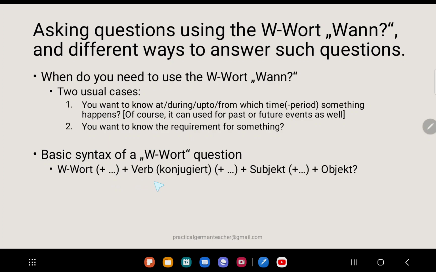Then of course you will have the verb, which will be conjugated. Then you can have other things. Then you will have the subject usually, then other things, then the object. Okay. Let's look at what we have next.